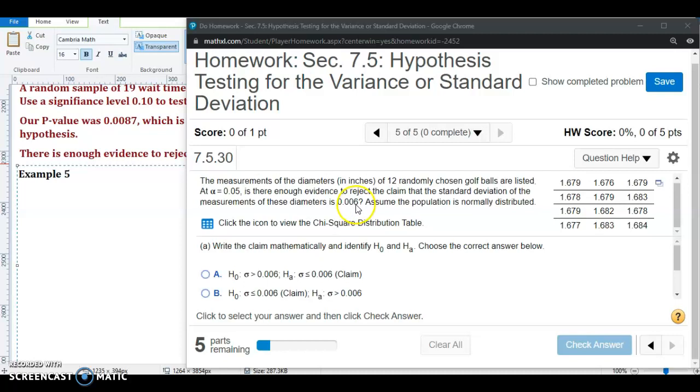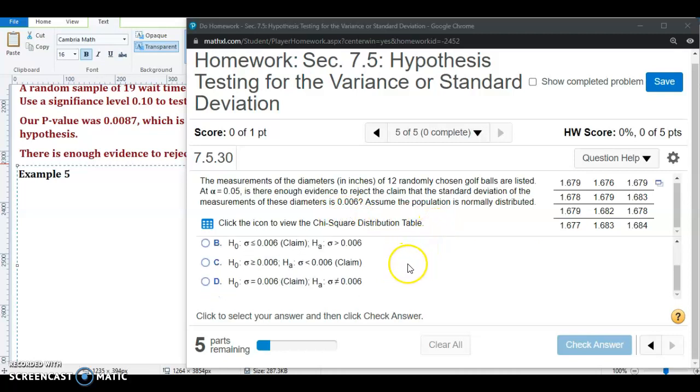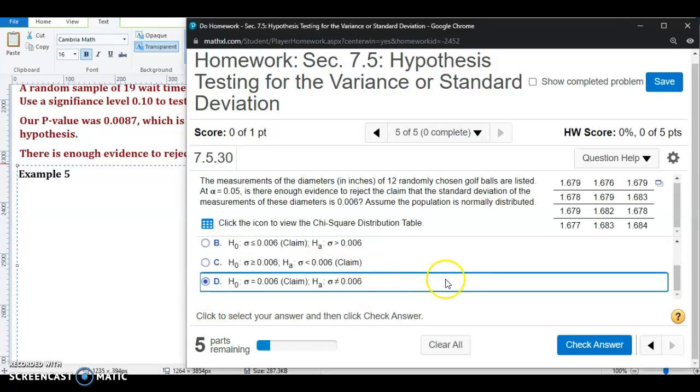Okay, so in most cases, the wording tells you what the symbol is in the alternative hypothesis. Although in some cases, the wording tells you what the symbol is in the null hypothesis. But in this case, because it says is 0.06 or 0.006, is means equal to. So in the null hypothesis, we have the standard deviation is equal to 0.006, which is the claim. And in the alternative hypothesis, the standard deviation is not equal to 0.006. So answer choice D makes the most sense.